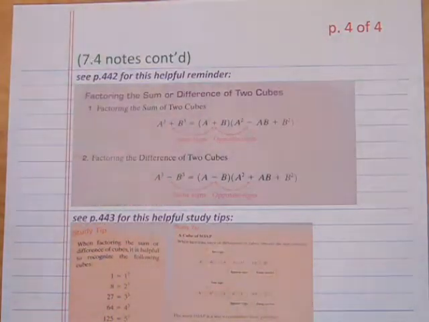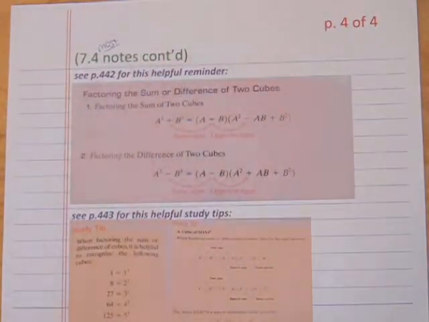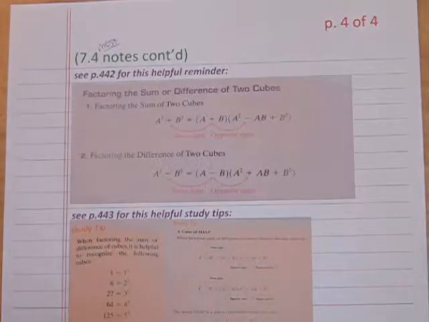So on page 4 of section 7.4, and again we're calling this 7.4 most because we are covering most of the material in 7.4 right now. We'll come back for some leftovers a little bit later. We're focusing just on the part of the special two-term formulas here.